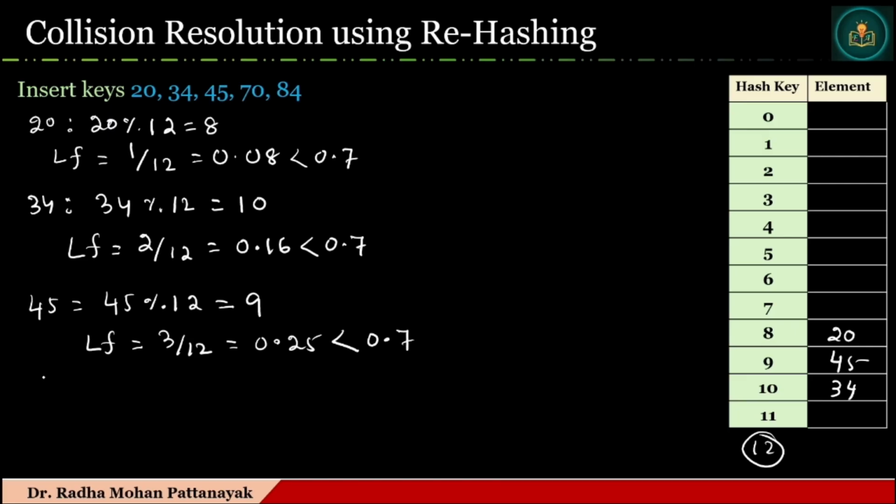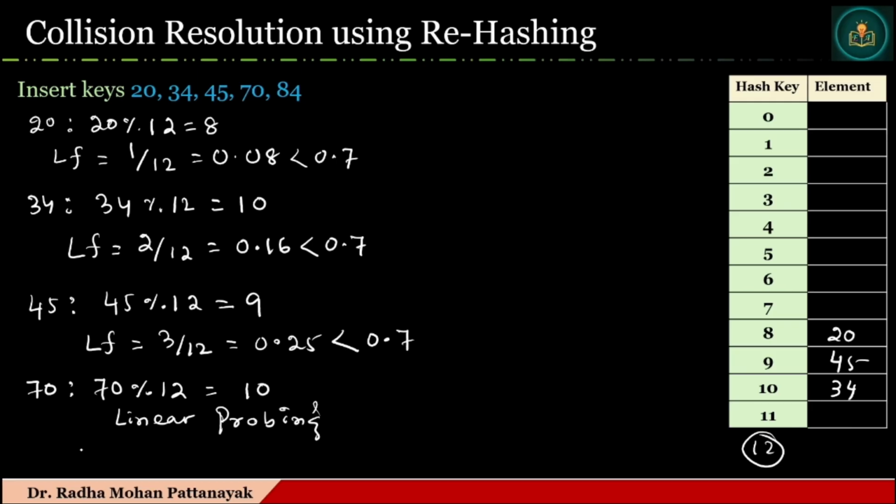Then next is 70. Find the hash key for 70. So 70 modulus 12 equals 10. Check here whether the 10th address is free or not. No, it is not free. That is, 34 is already present. So what you need to do here is apply the linear probing method to get the new address. As per linear probing, we will search the next place. The next place, that is 11, is free, so we can insert 70 into the new place.